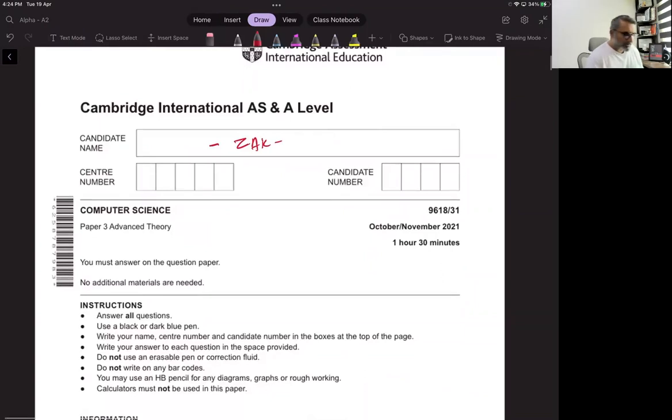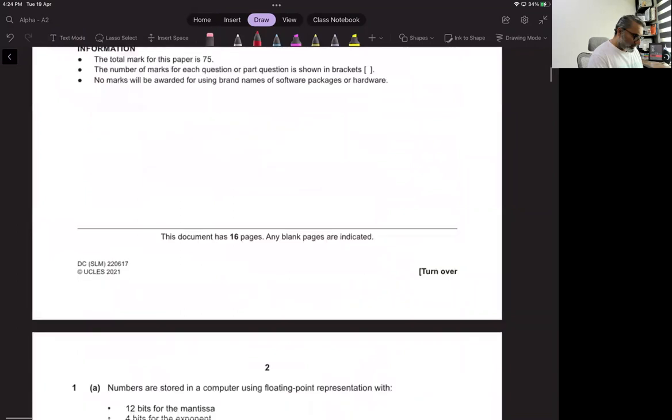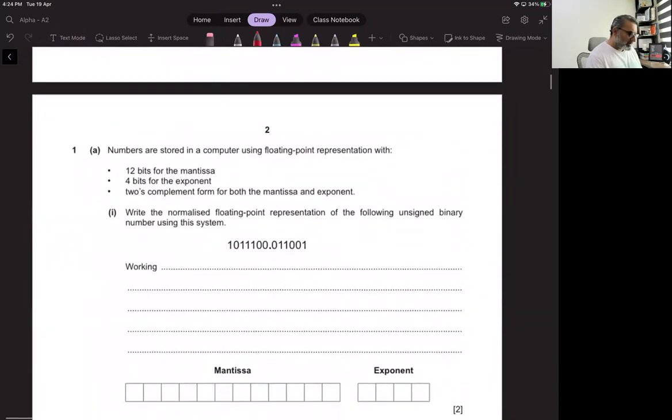So October, November 21, P31. Question number 1. Numbers are stored in a computer using floating point representation with 12 bits for the mantissa, 4 bits for the exponent, 2's complement form for both the mantissa and the exponent. Write the normalized floating point representation of the following unsigned binary number using this system.